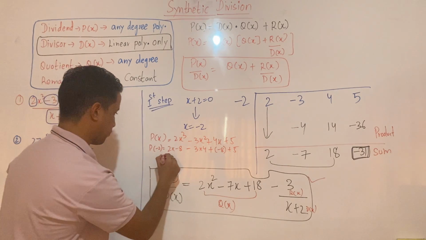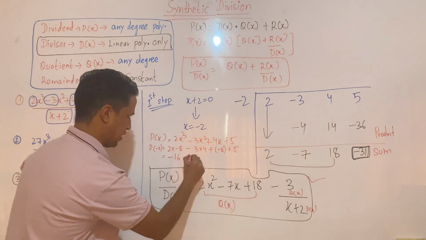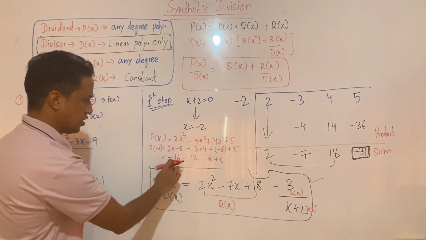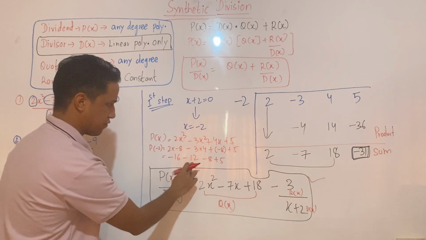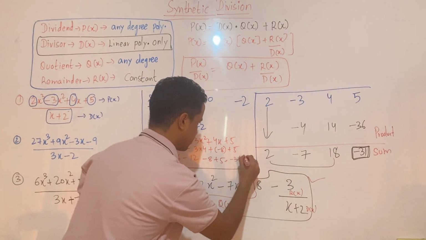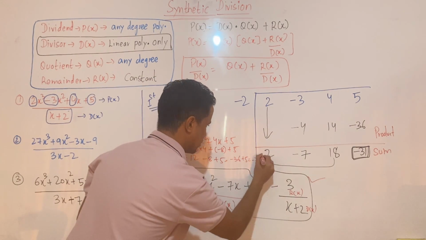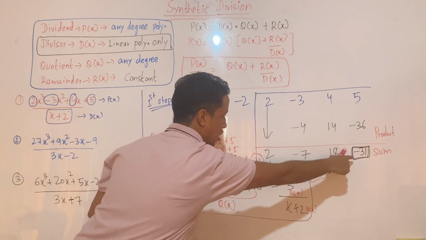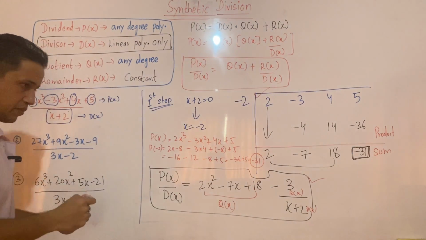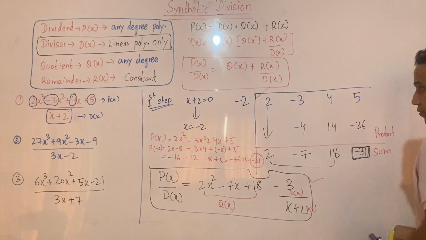Okay, solve it. Minus 16 minus 12 minus 8 plus 5. So 16 and 12 is 28, plus 8 is 36. It would be minus 36 plus 5, which is minus 31. Now check your answer, the remainder is minus 31. So it means this is true. Okay, all right.